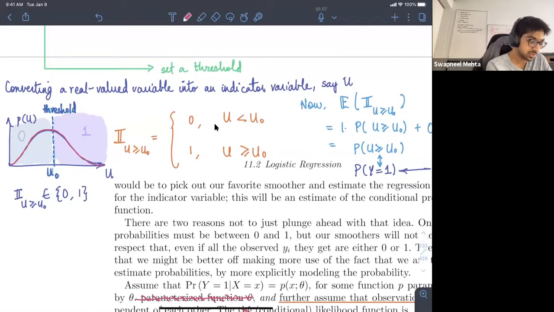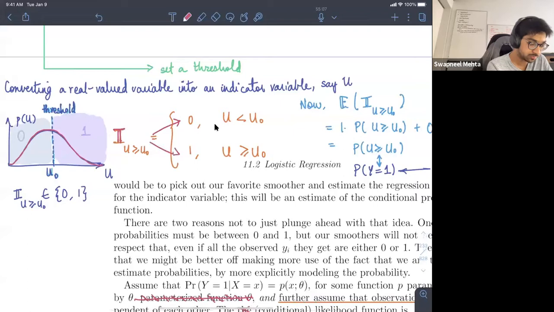And that sort of function that we define with this continuous random variable is called an indicator function or indicator random variable, where this indicates whether the condition written below it is true or false, and accordingly returns either 0 or 1, right?